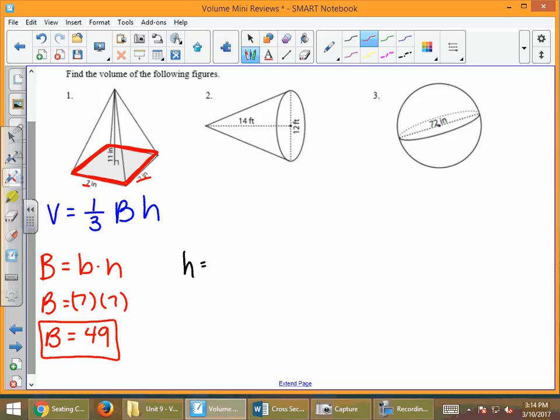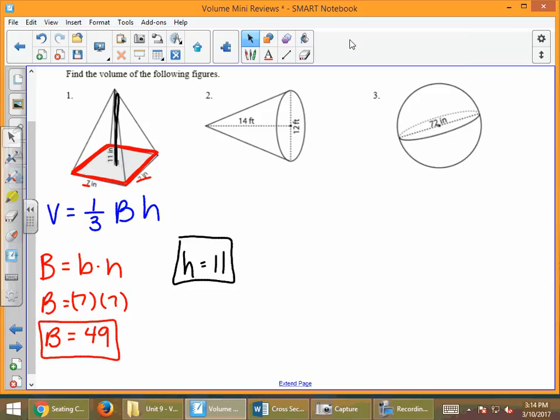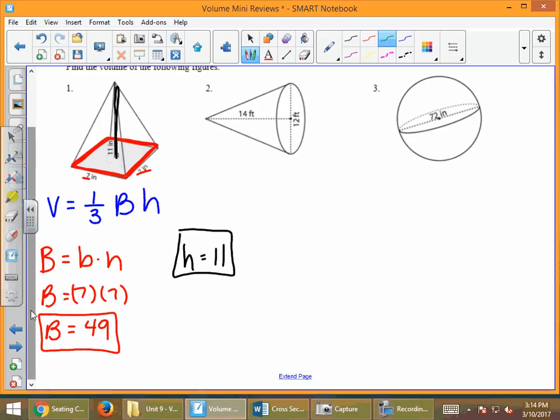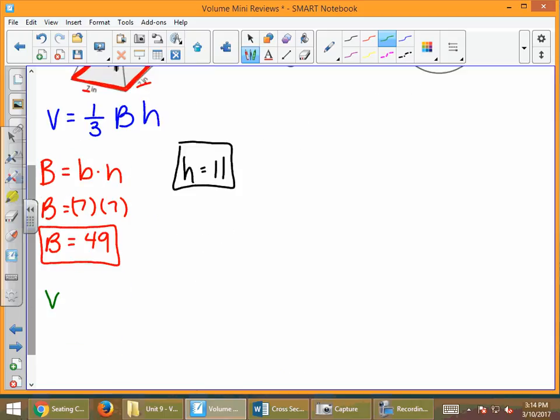The height of your pyramid is what is going up and down. Kind of right through the center, makes a right angle, so our height is this guy right here, which is 11. We have our two pieces. Plug them into the formula, and then plug everything into your calculator. So 1/3 of the area of the base times height.